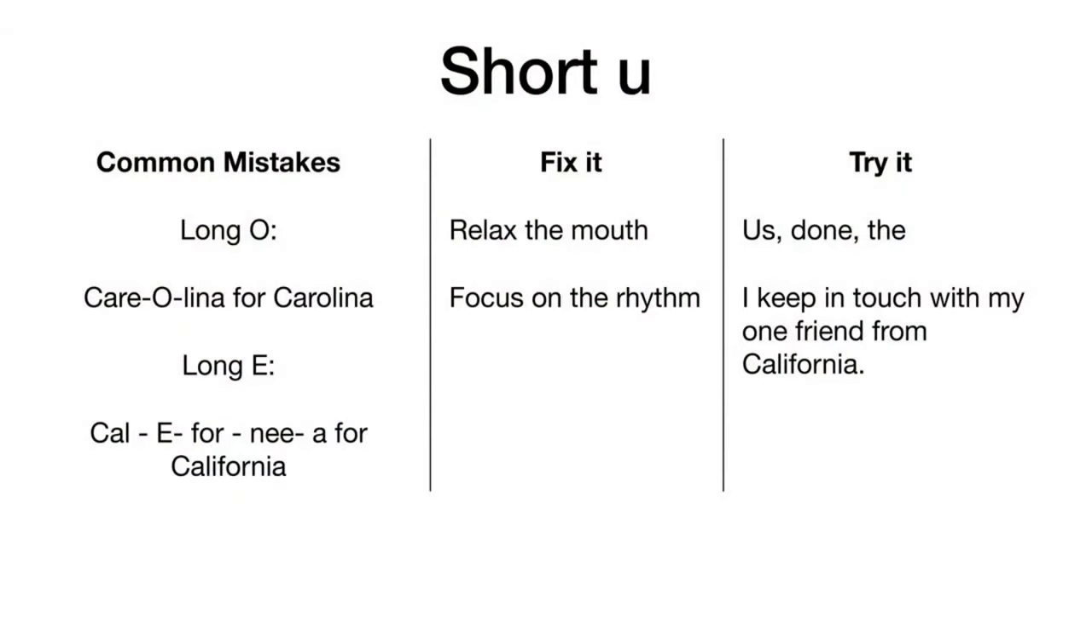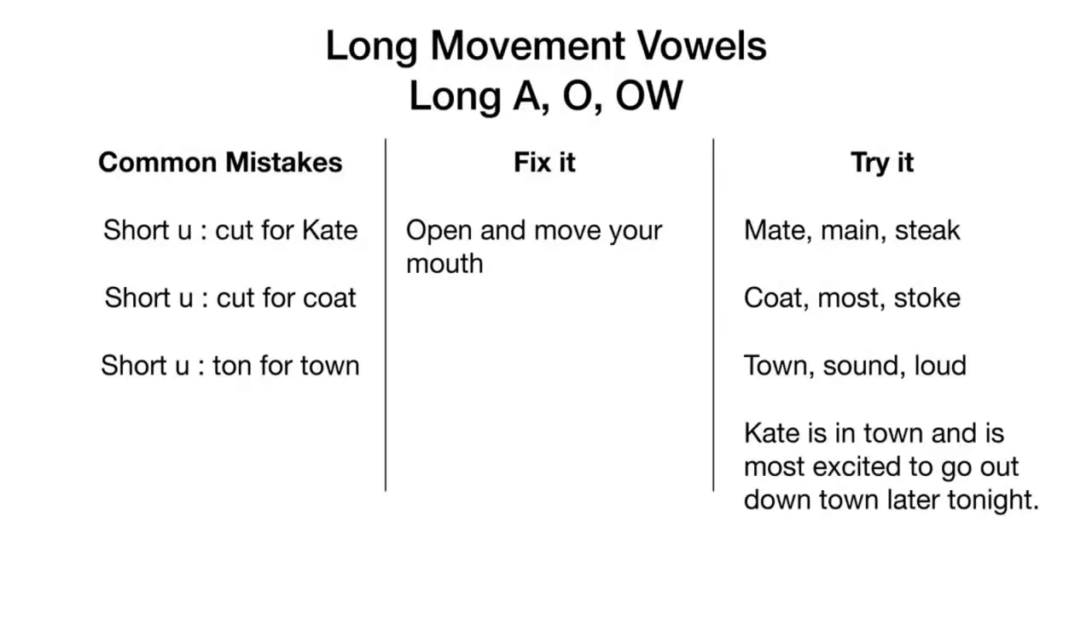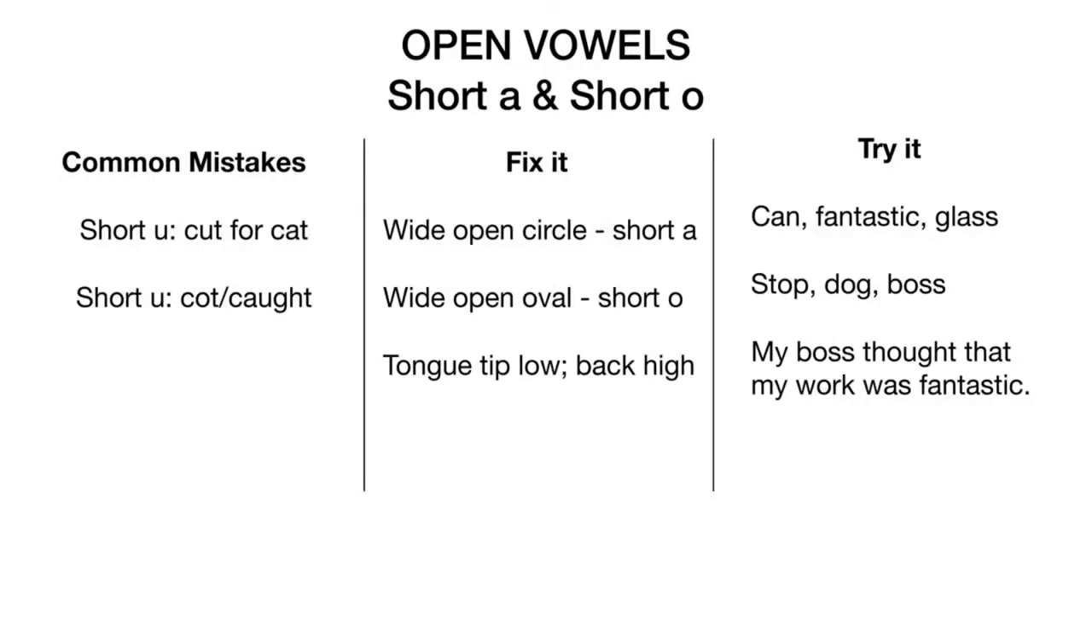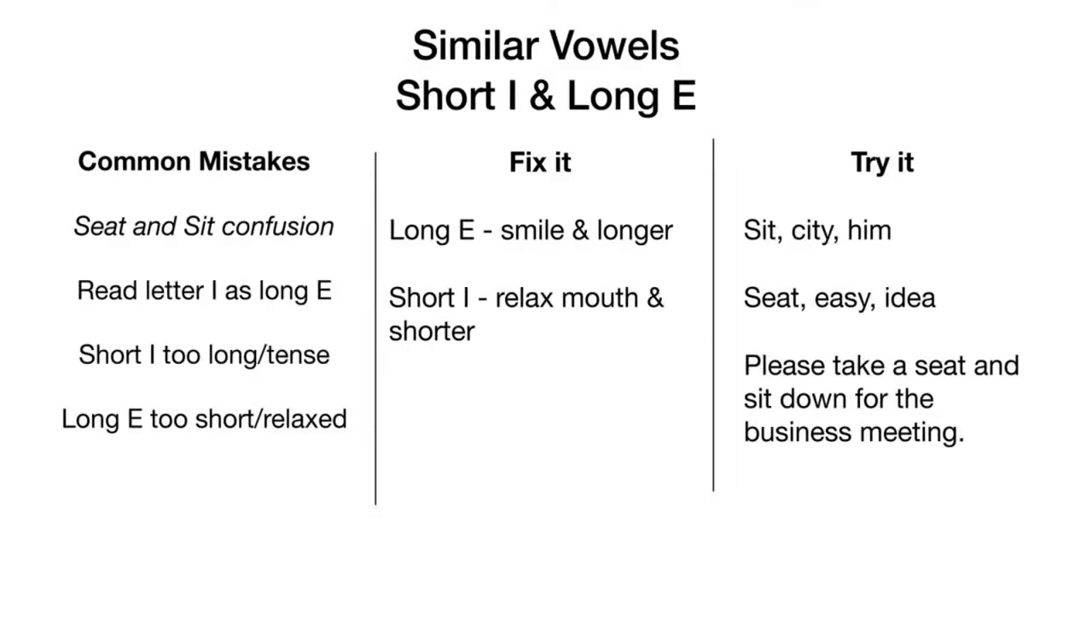So, okay, everybody, those are all of our sound mistakes today. Short U, our long movement vowels, A, O, and ow. Move your mouth more. For the R vowels, think about those square, tense lips. Make it longer and stronger. Short A and short O. Open that mouth wider. And then the long E and short I. Think about your tension and longer and shorter.